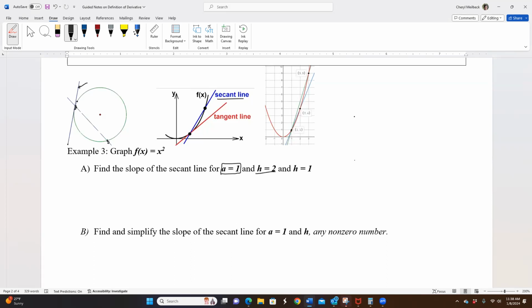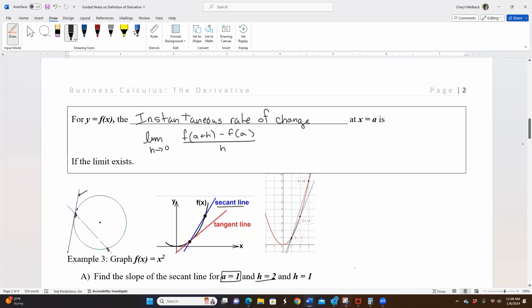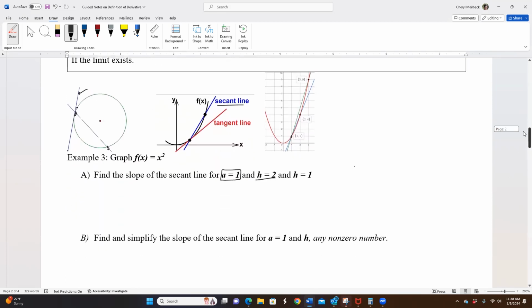Recall the definition from above here. It says you're adding h to the 1. In this case, a is 1 and h is 2 and 1. So if a is 1, then a plus h is going to be 1 initially plus 2, so 3. So the slope of the secant line would be from f of 1 to f of 3. And we'll do it this way.